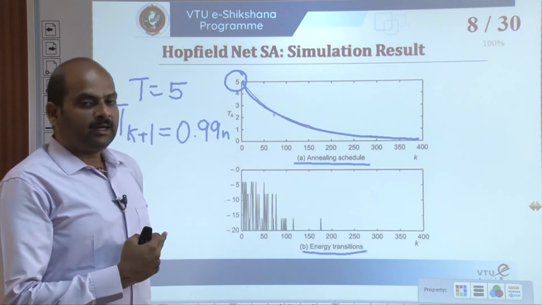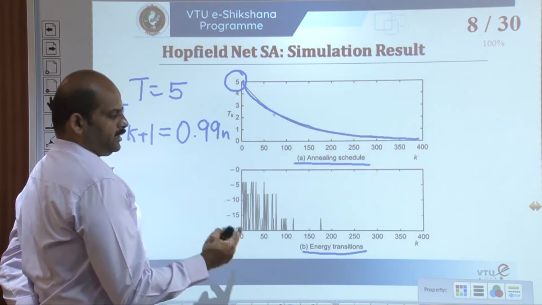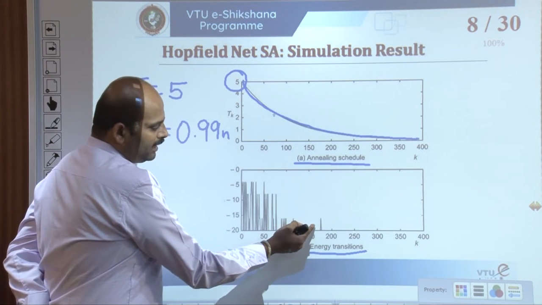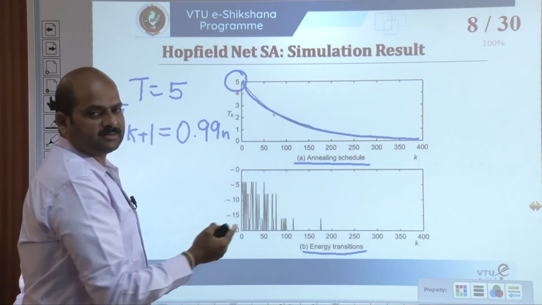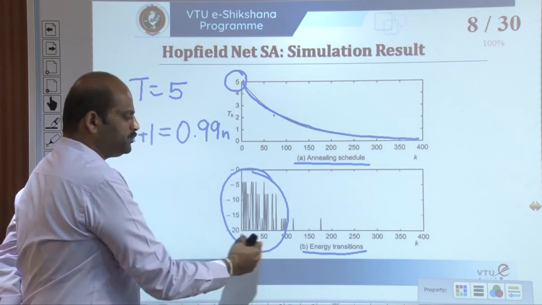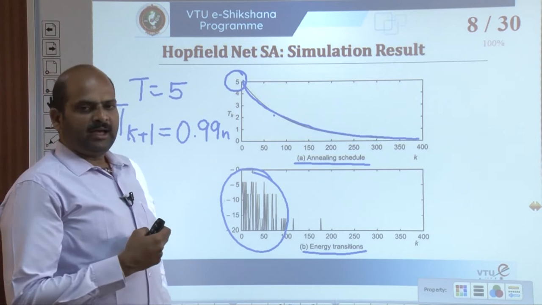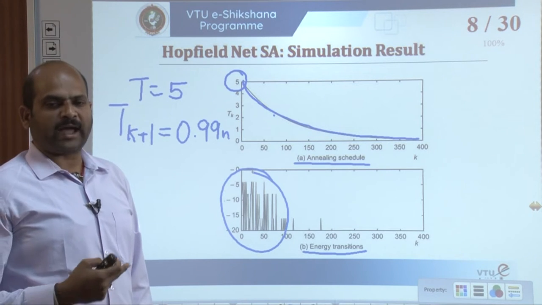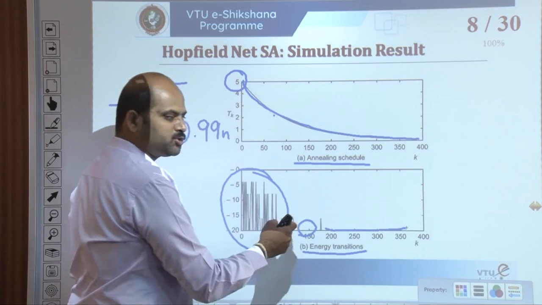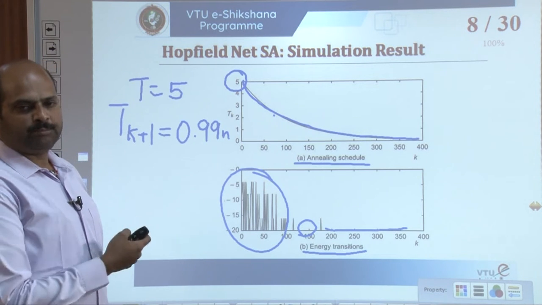Notice that at the higher temperature, many transitions take place from lower to higher energy. From lower energy, the transitions are almost 0, almost nil. At the higher temperature, it begins doing its process like this. As the temperature gets lower, the number of transitions to higher energy states becomes more infrequent. So here nothing is going to be there, so it is going to be infrequent.